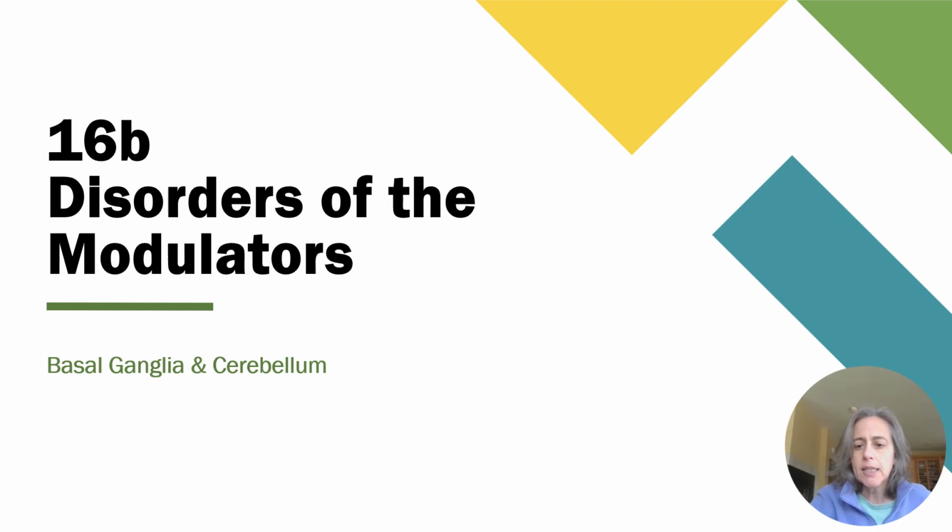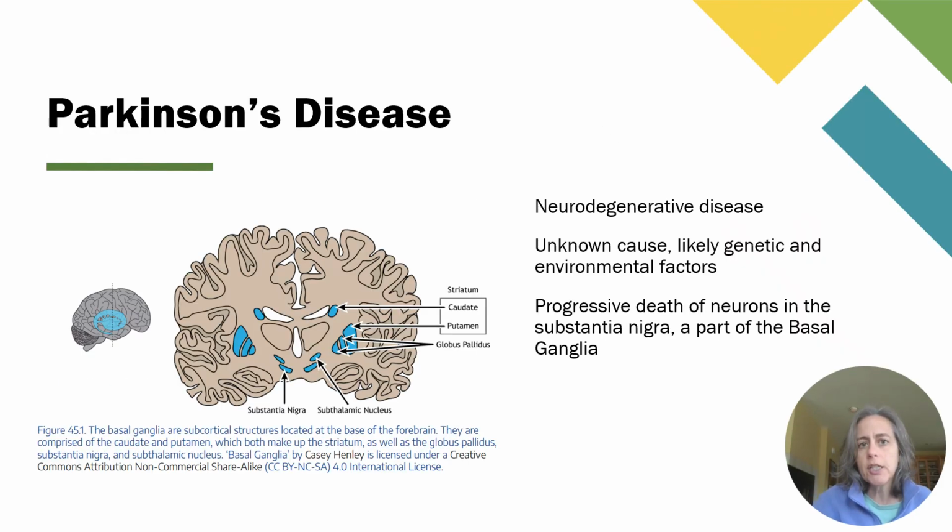Welcome back, everyone. Continuing our lecture 16 on disorders of the neuromuscular system, we're going to look at disorders of the modulators that we learned about, so the basal ganglia and the cerebellum. The first condition we're going to discuss is Parkinson's disease.